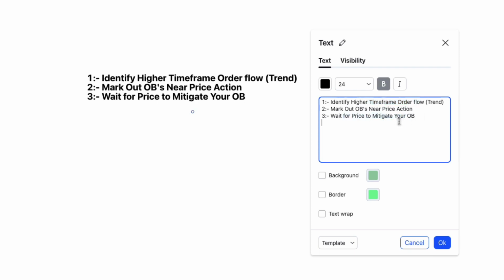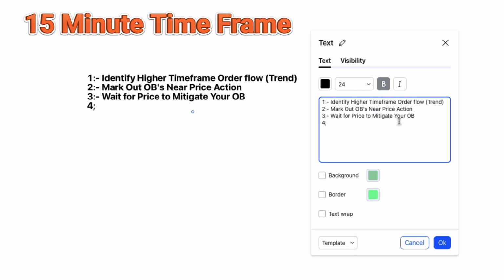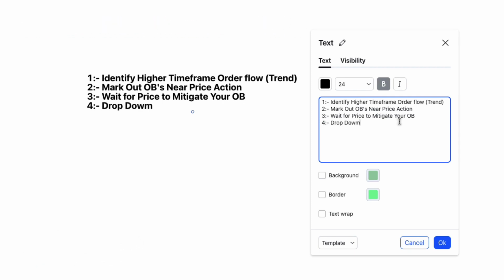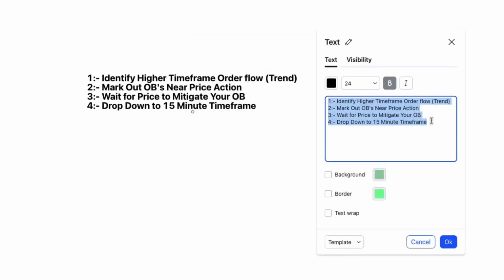Wait for price to mitigate your OB. When price mitigates your OB on the 4-hour time frame, you want to drop down to 15 minutes. Once you do that, you want to look for a market structure shift during kill zone hours. This is very, very important, guys. You must look for a market structure shift during kill zone hours.